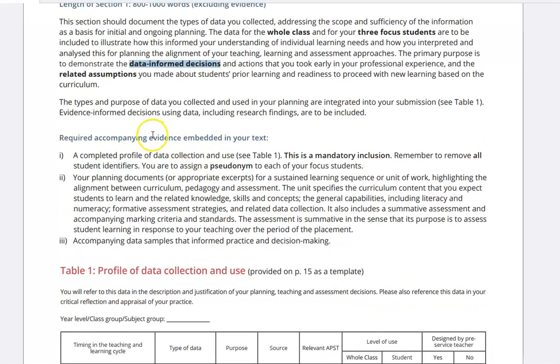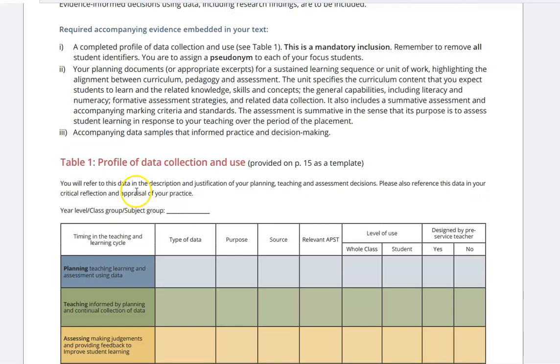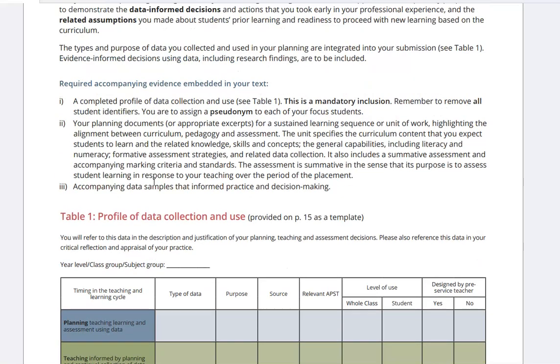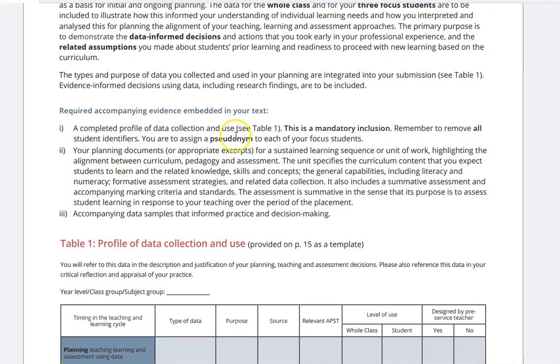Here's your required evidence. It says required, it's mandatory. You must complete a profile table, which is here, and we'll see that. You must use pseudonyms. You must have your planning documents. A sustained learning sequence or unit of work must be included, it's required. And you must have accompanied data samples that show your decision-making process in terms of your teaching decisions and your analysis. So they're your requirements.